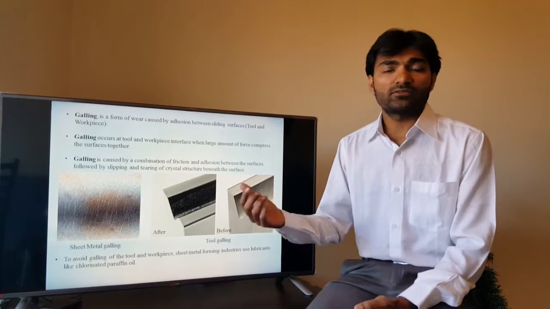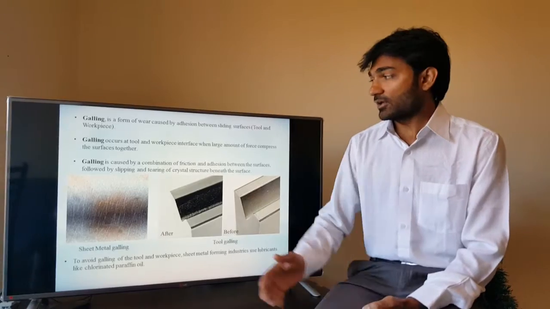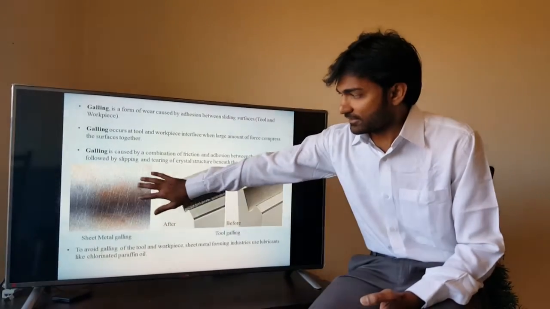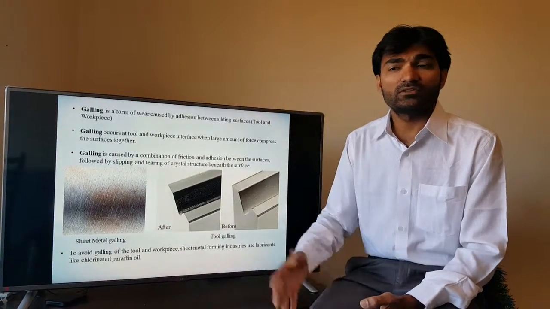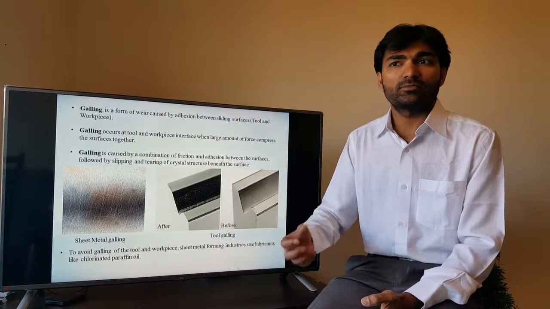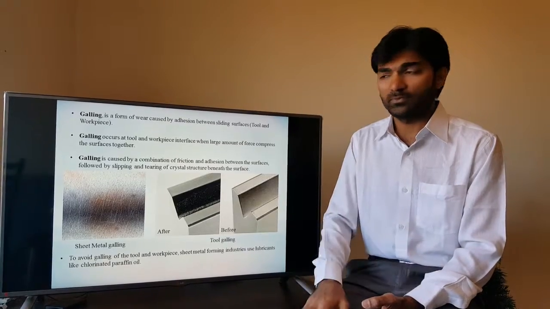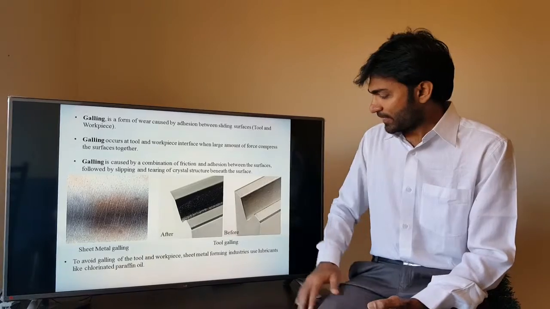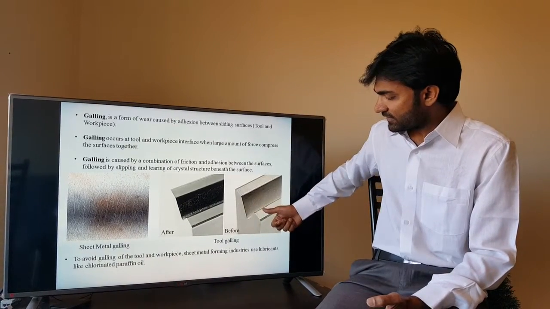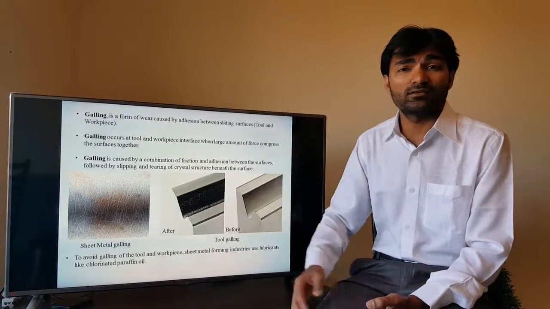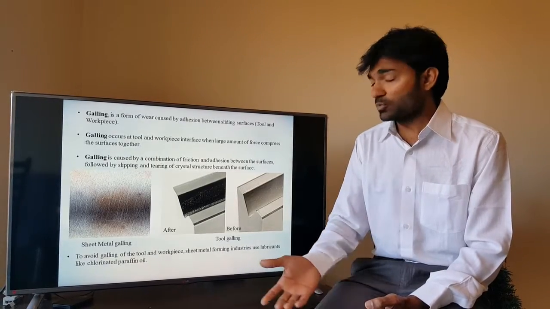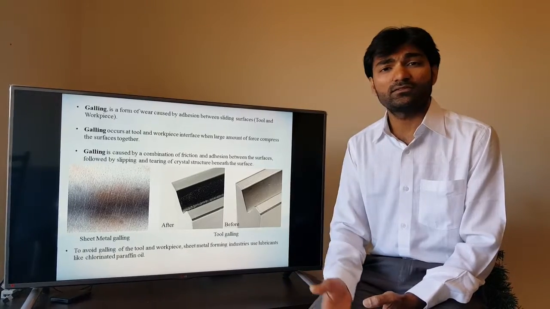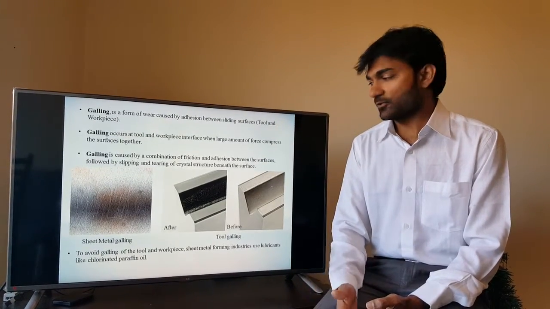As we can see in this slide, this is a sheet metal, and there are some lines on the sheet. This is the galling, caused by the high friction between the tool and the workpiece. In this figure we can see the before and after scenario of the tool. In the before scenario the tool is clean, but in the after scenario we can see a bit of tool wear, because of the continuous use of the tool in sheet metal forming.